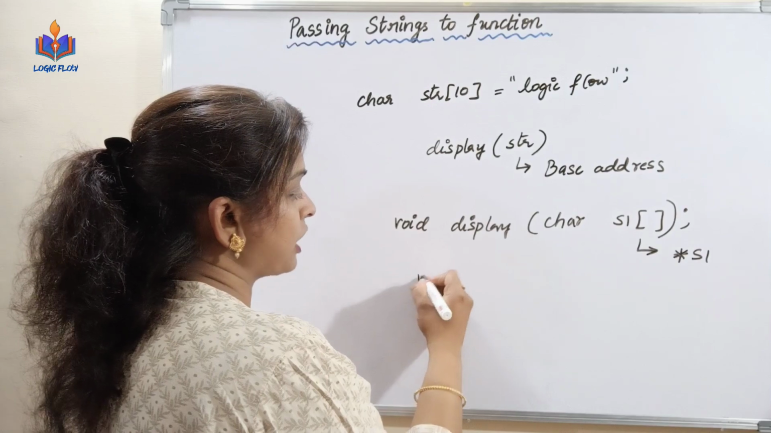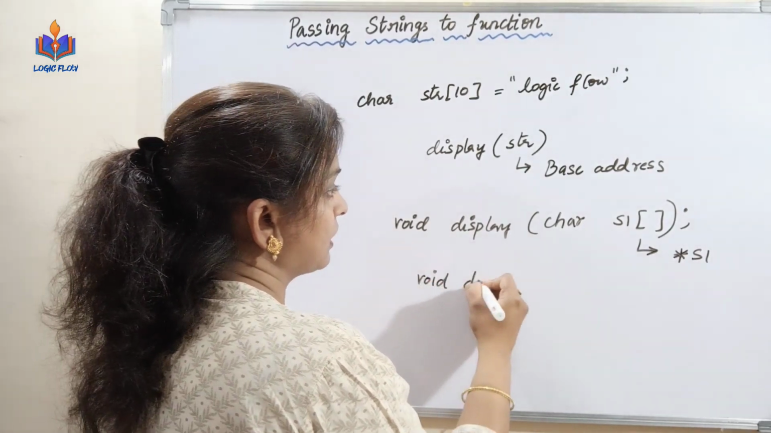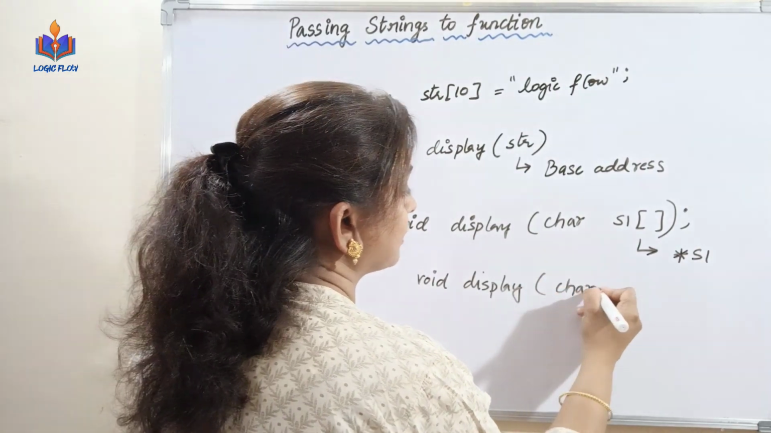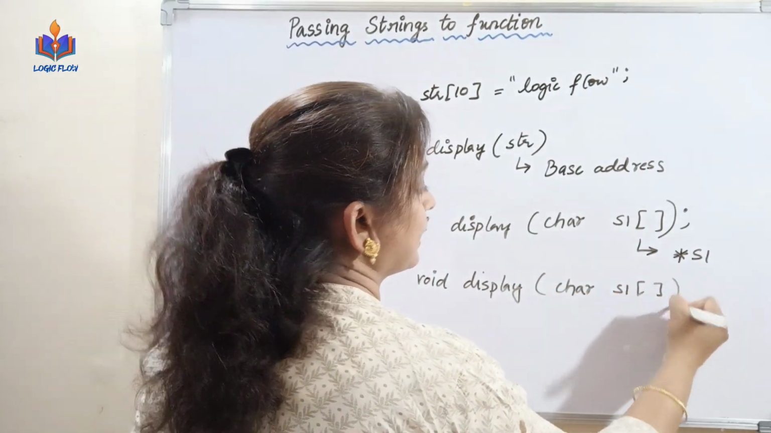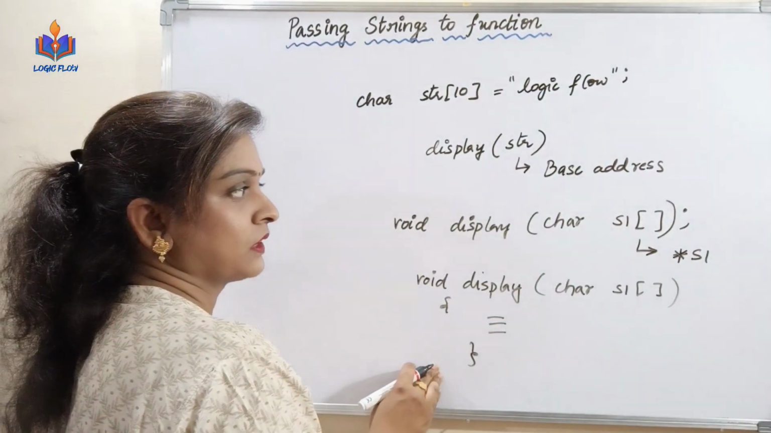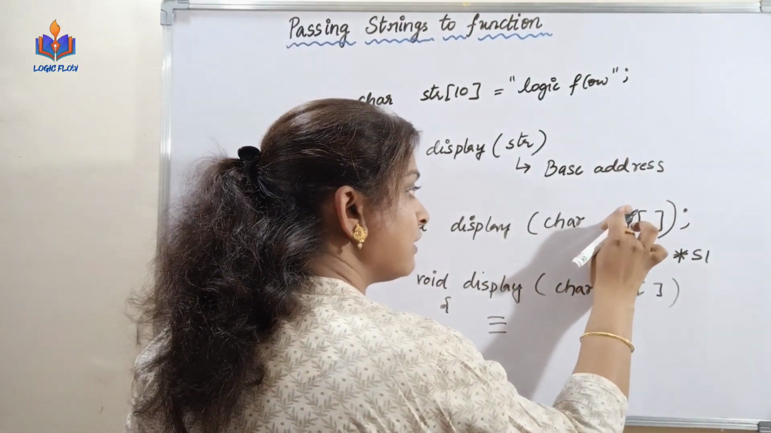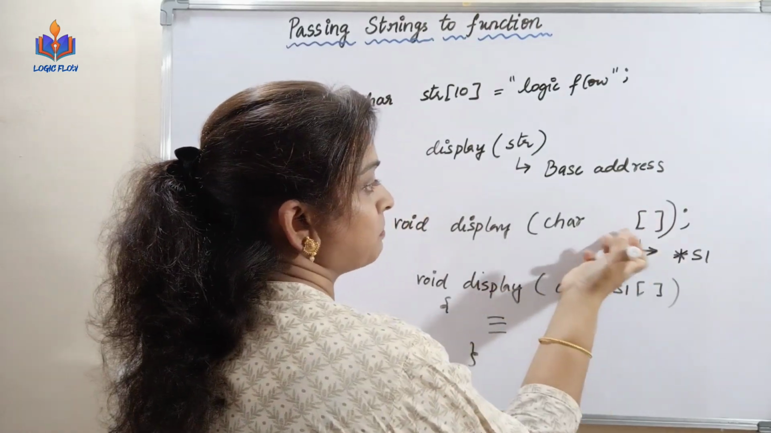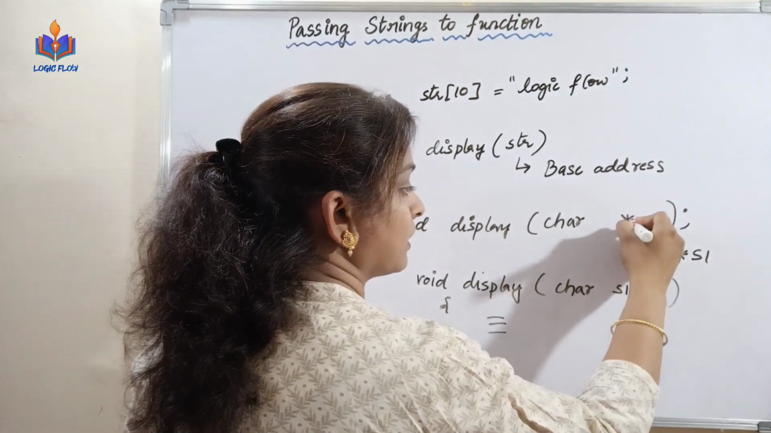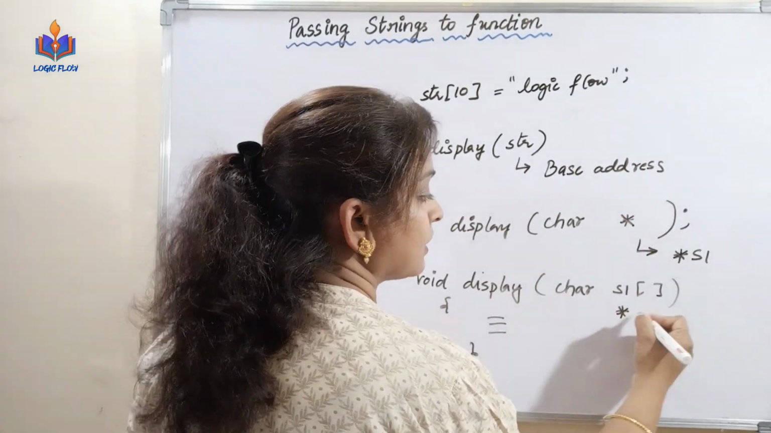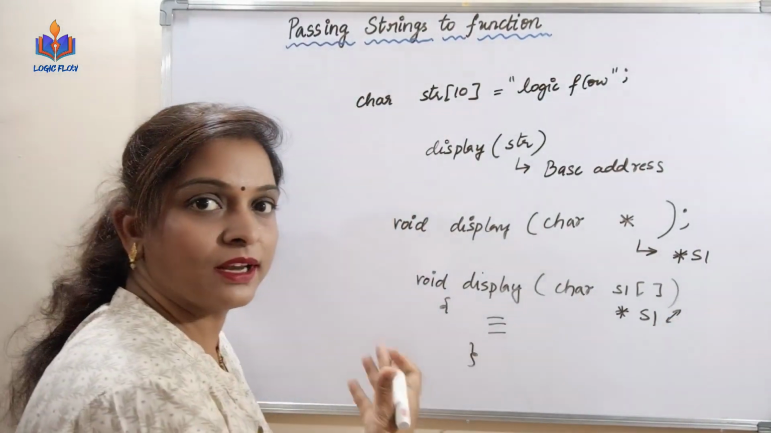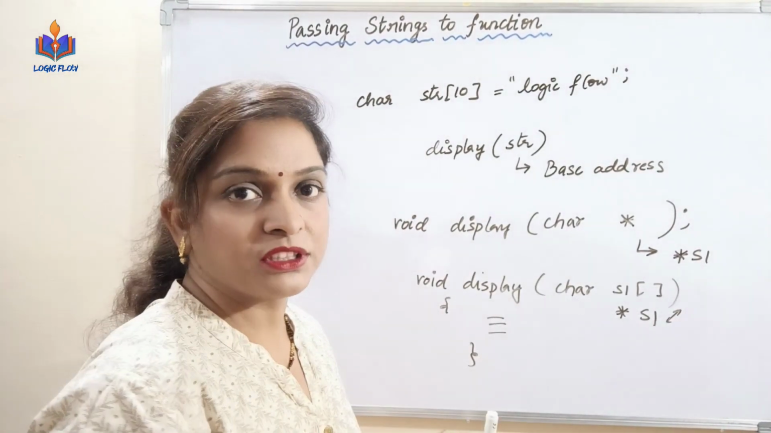So in the definition part, how do we do it? Again the same thing. I say void display, char S1 like this. Then I need to write the code. Here you may have the variable name or you may not. You can simply write like this, or you can write asterisk S1. Both are one and the same. So let us understand this completely with a program.